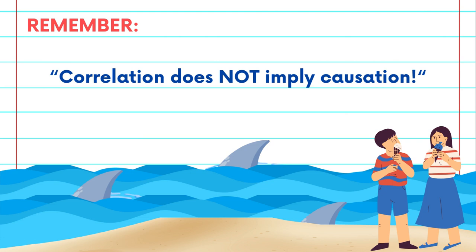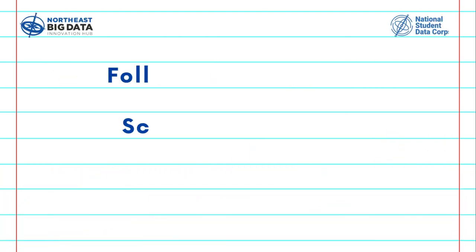Think about the following. Ice cream sales and shark sightings tend to increase with each other. Does this mean that you will definitely see a shark because you bought an ice cream cone? No. These variables are simply correlated. This is because there is an underlying variable, in this instance, warmer weather, that influences both ice cream sales and shark sightings.